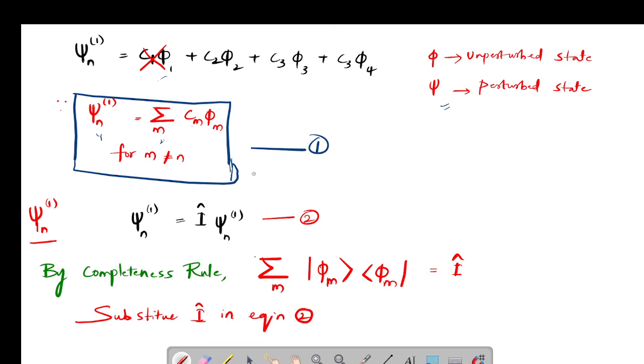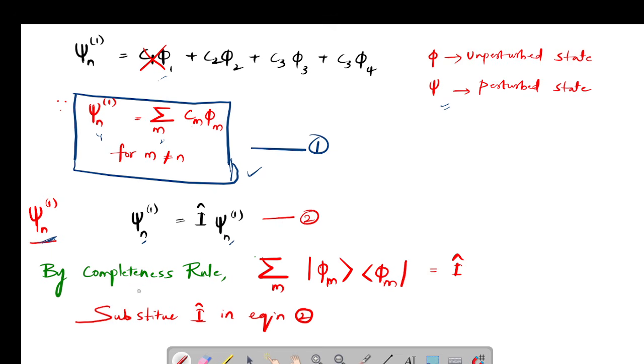And another rule we have to understand is the completeness rule. That is the completeness rule in finding this psi n power 1, as our target is psi n power 1, that is the first order correction to the wave function. We can write psi n power 1 is equal to, how? That is the identity operator acting on psi n power 1. Let us consider this as equation number 2.